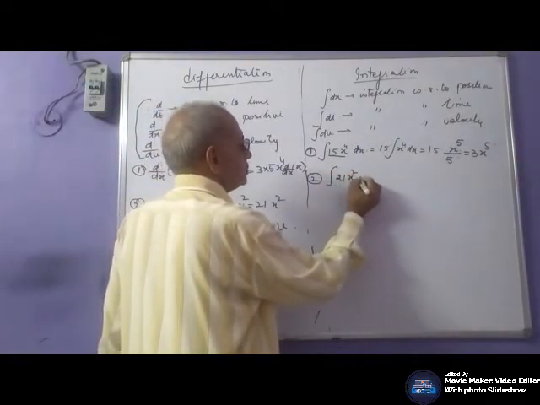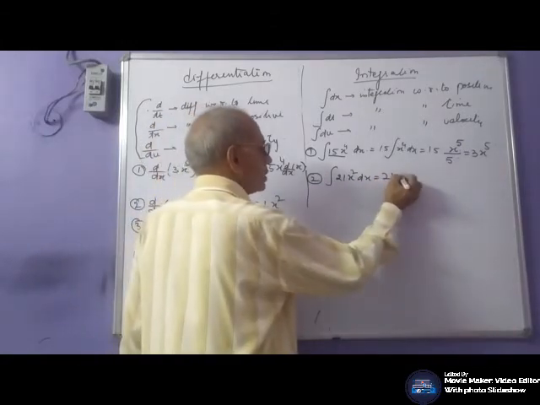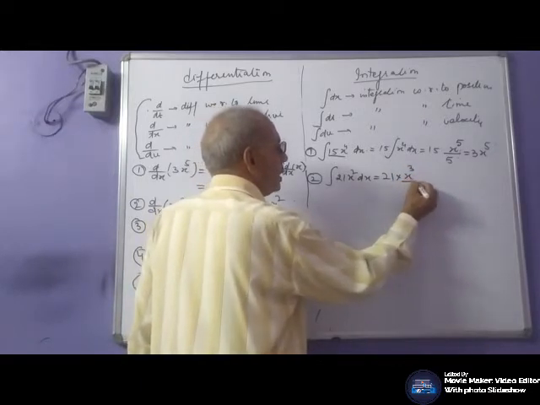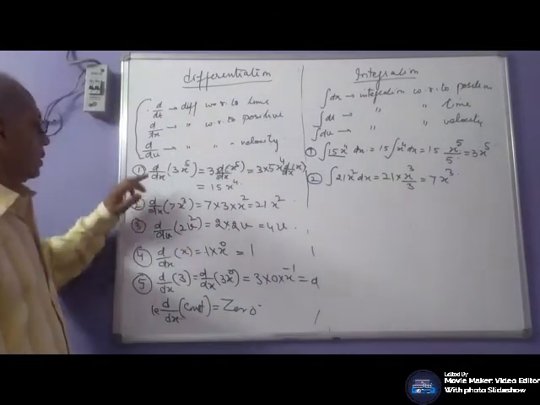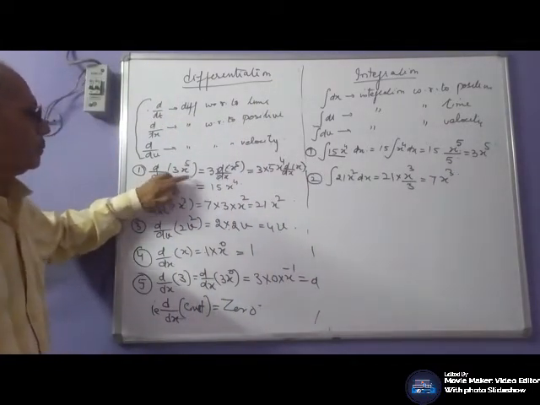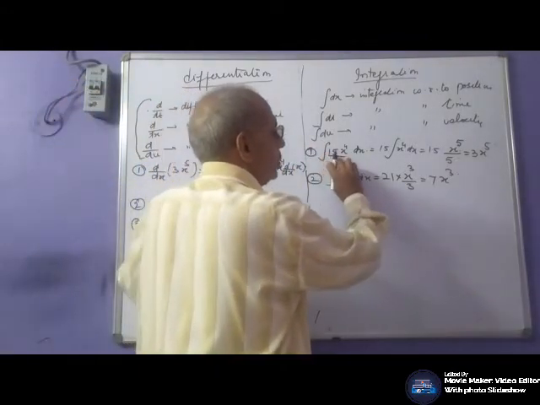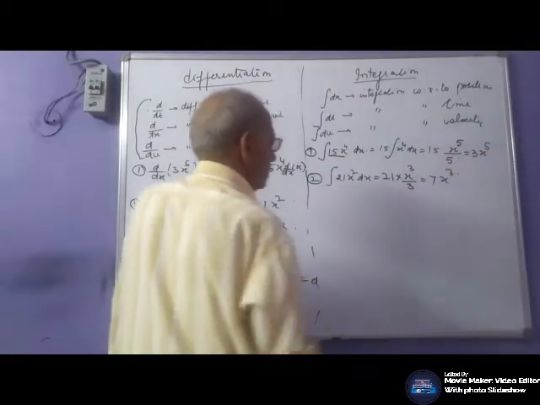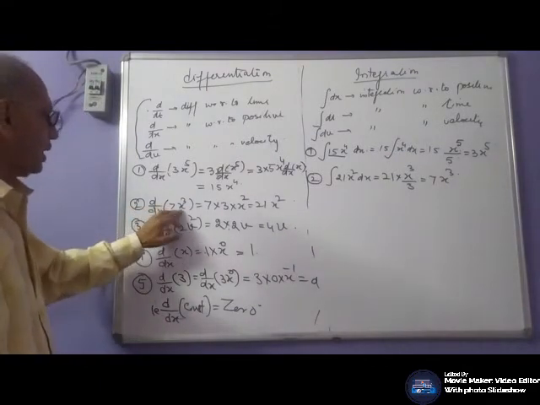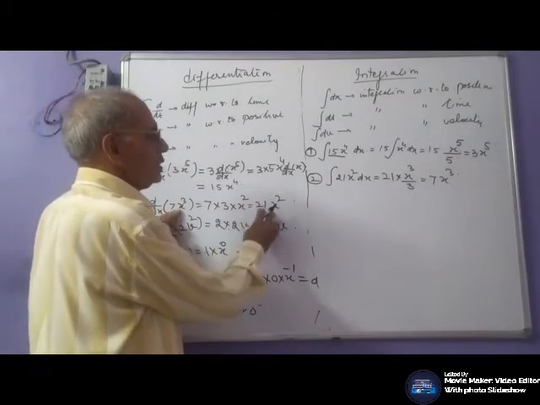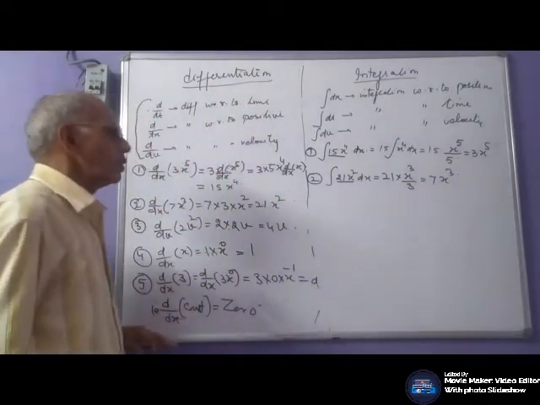x square. Take the constant outside, add 1 to the power, divide by the same power. Differentiation of 3x^5 is 15x^4. Integration of 15x^4 is 3x^5. Differentiation of 7x cube is 21x square. Integration of 21x square is 7x cube. Reverse.